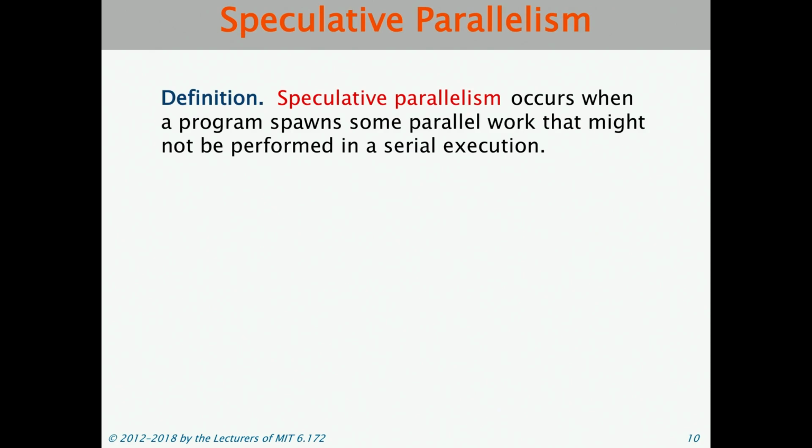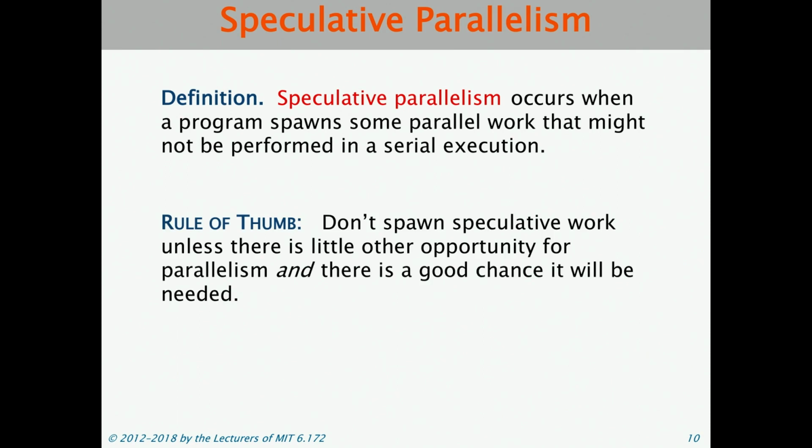It occurs when a program spawns some parallel work that might not be performed in a serial execution. So you're performing it anticipating that you're probably going to need to do it. And then typically what you want to do is have some way of backing out if you discover that you didn't need to do that work, some way of making sure that you don't do any more. So the basic rule of thumb of speculation is don't spawn speculative work unless there's little other opportunity for parallelism and there's a good chance it will be needed.